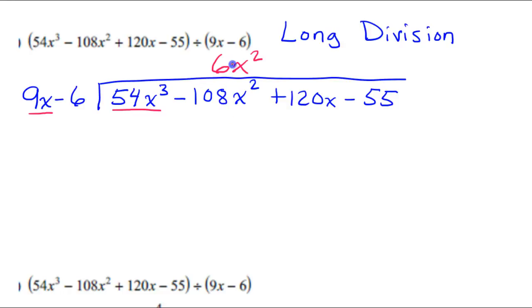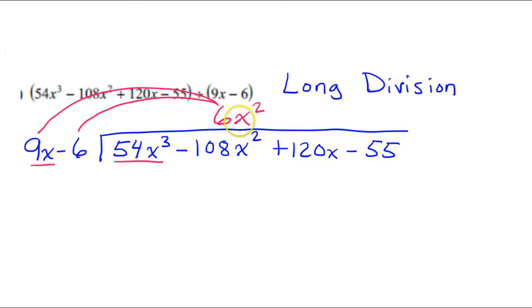It's good to line up your like terms, x squared with x squared. It helps you know when you're done. Once you have chosen this, you go ahead and do the distributive property with it. So I'm going to take this 6x squared and multiply it by each one of these terms. Now 6x squared times 9x is going to be 54x to the third power, just like we want it. 6x squared times 6 is going to be negative 36x squared.